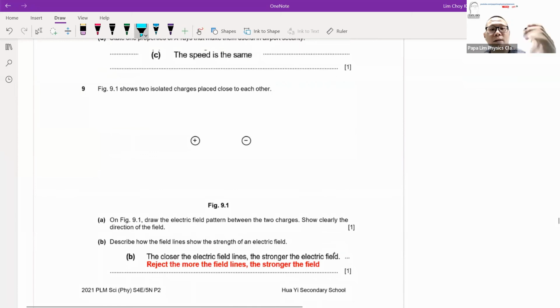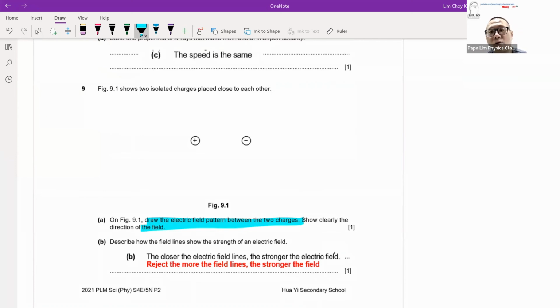Isolated charges. Okay, electric field. The electric field pattern of two charges, plus and minus. Please look at the pattern in your textbook. Know the pattern, draw symmetrical field lines, all these things. These are the common things you take note of when you draw field lines.